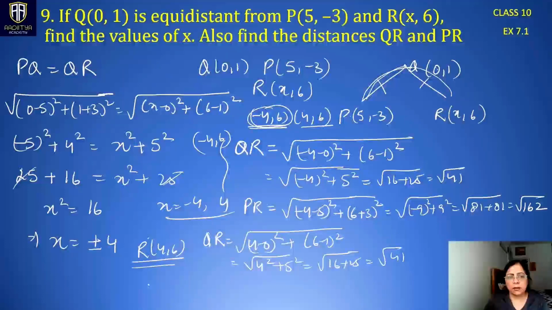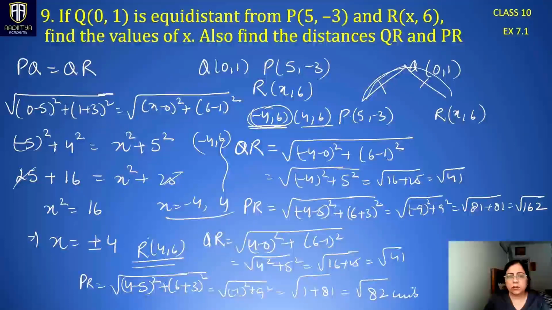And then PR. PR becomes 4 minus 5, 4 minus 5 whole square added to 6 minus 3, 6 plus 3 whole square. So we have minus 1 square added to 9 square, which is 1 plus 81, that is root 82 units. Right? So these are the different values according to 2 different values of x.